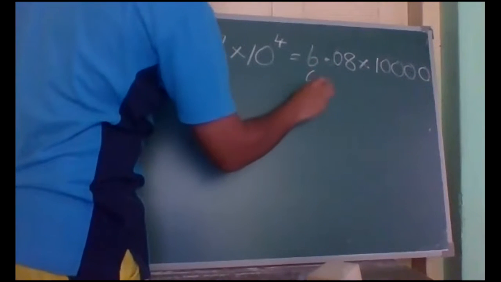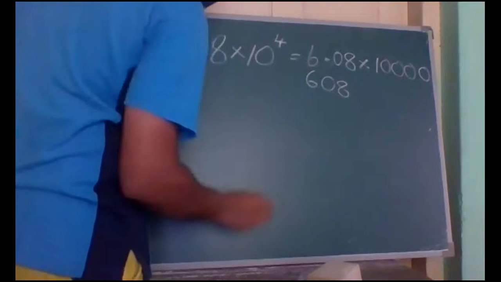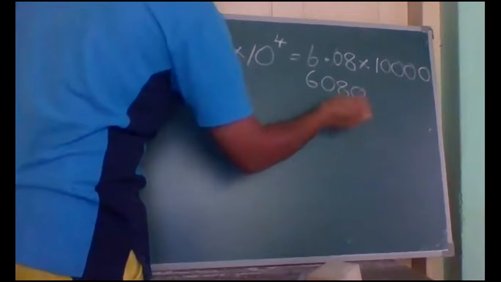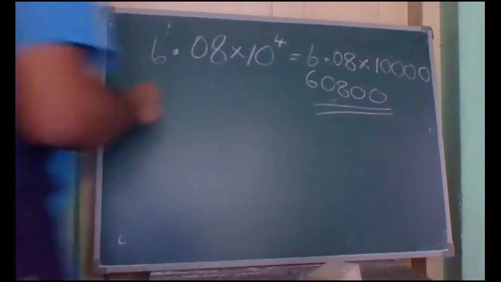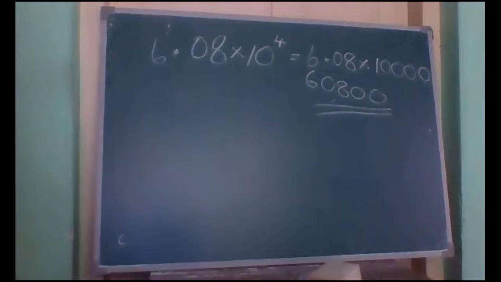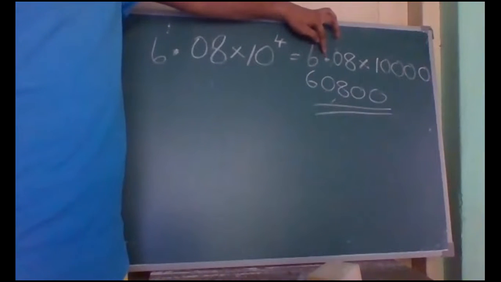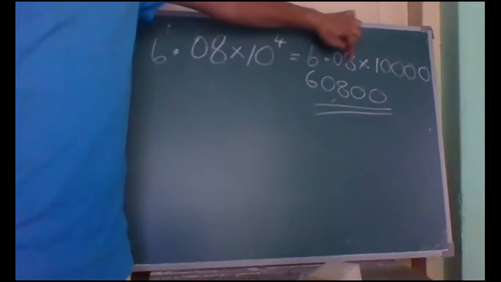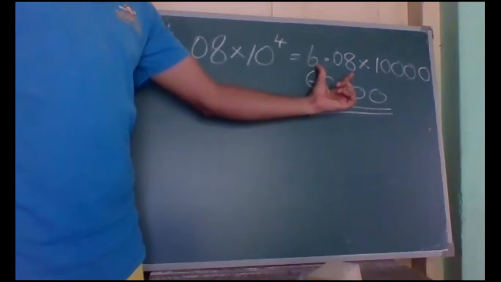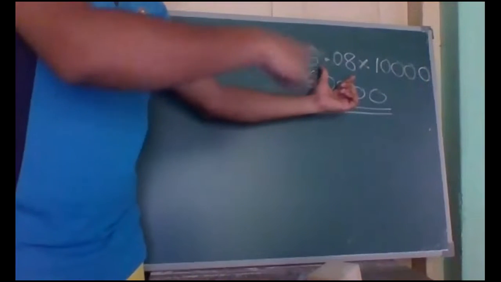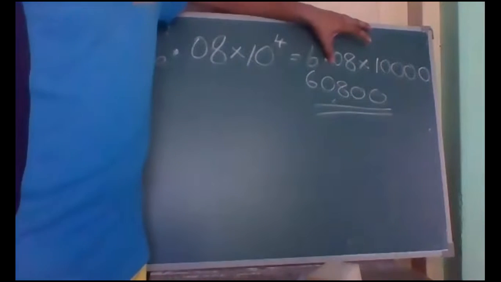You can count 1 from here, then 2, then 3, and then 4. Completed. What is the answer? 60,800. How to get it? This decimal point you have to move 1, 2, 3, 4. If you haven't anything to move, add what? Add extra zeros. Understand?